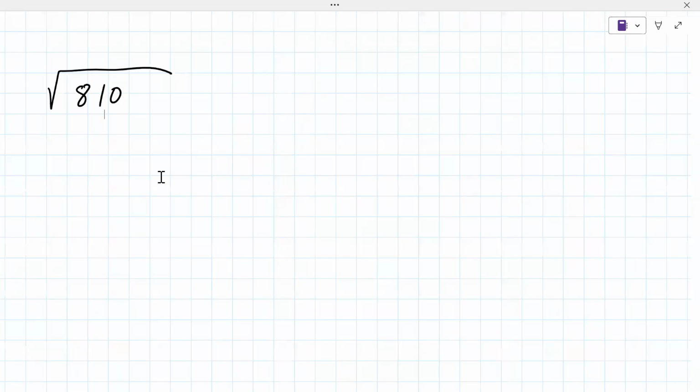Pair. 3 times 3 is 9. Okay, 9 square root 6. Like this. Yeah. Okay.